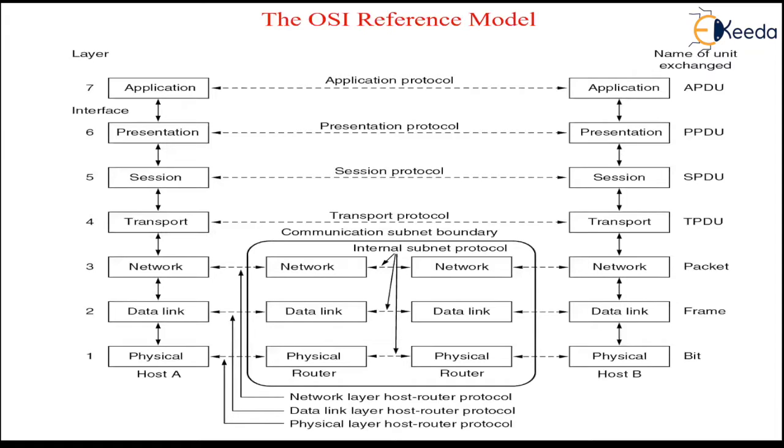Next functionality of the data link layer is access control. When two or more devices are connected to the same link, then data link layer protocols are necessary to determine which device has control over the link at a given time. This access control functionality is handled by a separate sublayer in the main data link layer, called the medium access control layer.